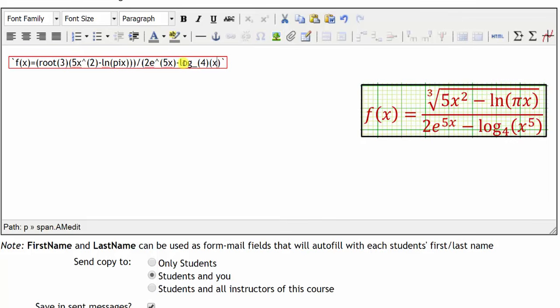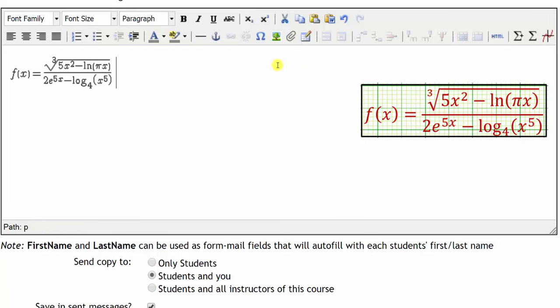So in parentheses, we'll have x raised to the power of 5, close parenthesis, and we should be done. To check this, we'll click outside the red box, and notice how our function matches perfectly to what we wanted. This is how we enter math notation when posting to the discussion forum, composing a message or email within MathAS. I hope you found this helpful.